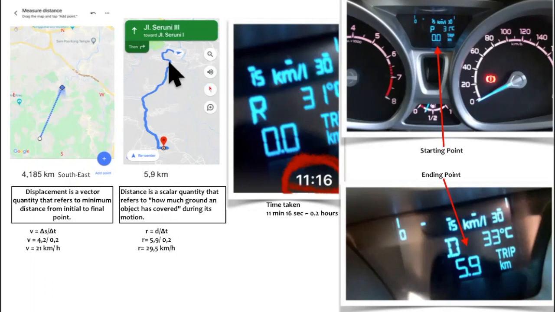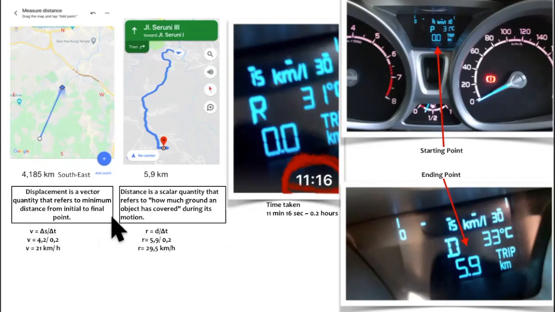So why do we need displacement and why do we need distance? We need displacement in physics to calculate average velocity. Velocity is also a vector quantity, as I mentioned in my previous video. Velocity is equal to displacement over time. So accordingly, velocity is equal to displacement, if we round, 4.2 over the time taken, 0.2 hours. And accordingly, velocity will be 21 kilometers per hour.